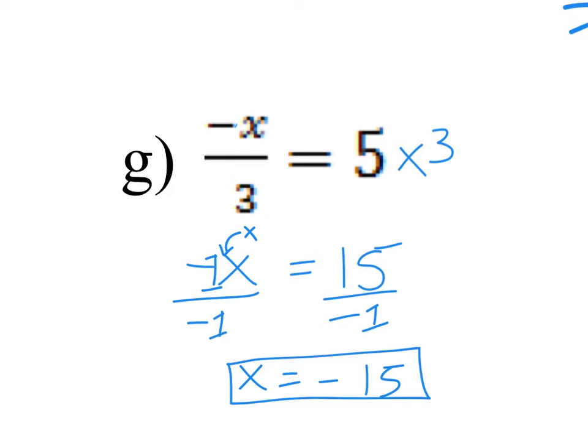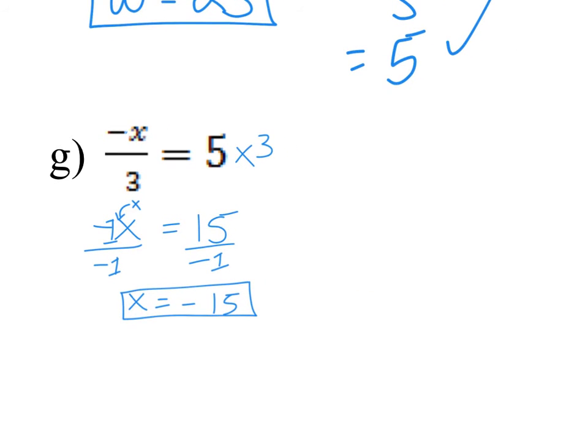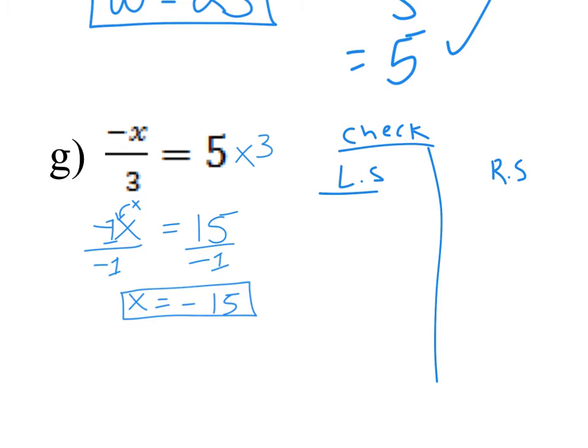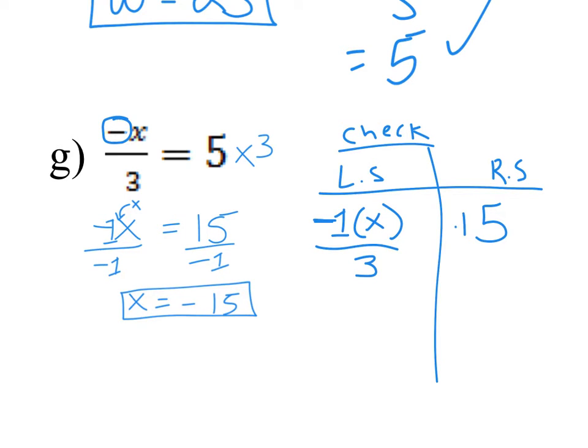Again, we should be checking this, so let's perform a check. Again, with our checks, we've got to be careful. There's a negative sign, so negative, which is actually, what did we say it was, a negative 1? Sure, we can write that in, a negative 1 multiplied by x being divided by 3. On the right side, you have a positive 5.